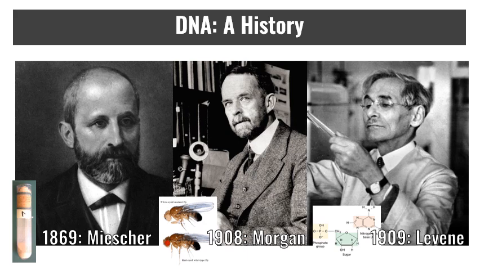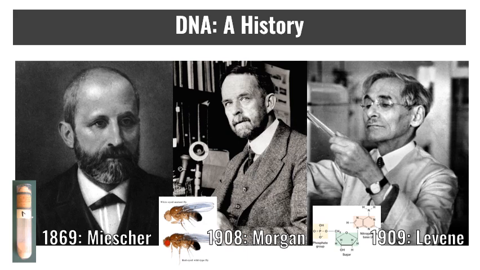So we're going to have a quick overview of DNA as a history. First off, you've got Friedrich Miescher in 1869. He was studying pus, white blood cells, and he realized that he was extracting a molecule that was unique from the nuclei, and he called it nuclein for nuclei.